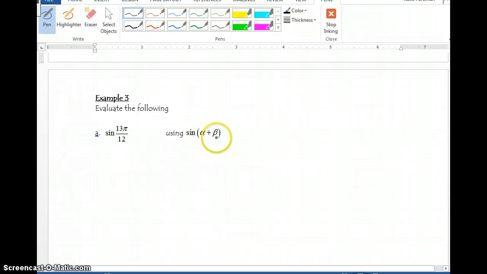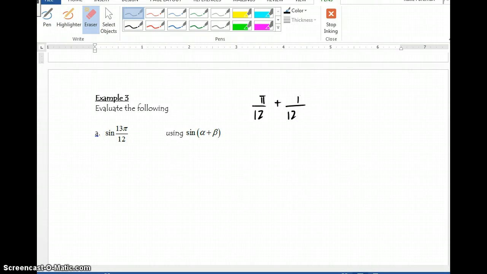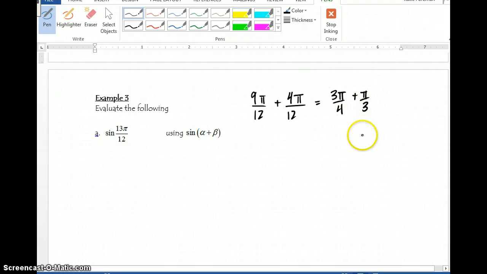Alright, so now alpha plus beta, same steps as with the cosine function. You have to tell me angle measures that add to 13 pi over 12. I know 12 and 1 won't work, because pi over 12 won't reduce. So let me think of 9 plus 4 gives me 13. If I reduce these, I would have 3 pi over 4 plus pi over 3. So I'll go with that.